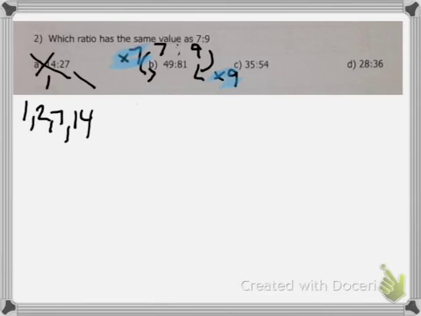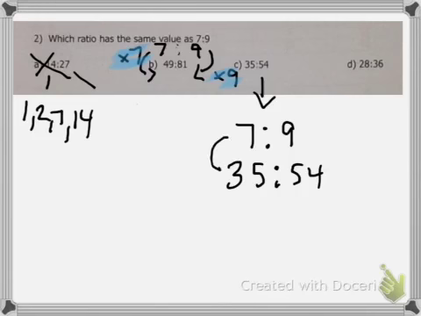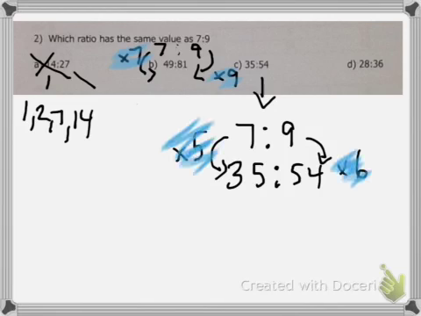Let's move on to the next one. I'm going to use the same strategy. I'm running out of space here, so I'm going to write it below. 7 to 9, 35 to 54. 7 times 5 is 35, and 9 times 6 is 54. These are not the same either. 5 and 6 are not the same, so that means our ratios are not equivalent and they do not have the same value. Let's try the last one.